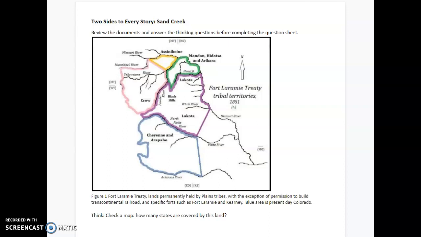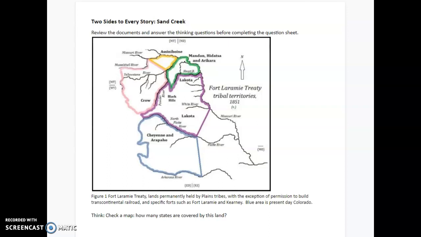So the first document here shows the Fort Laramie Treaty Tribal Territories as of 1851. And we learned that the Fort Laramie Treaty was a treaty signed between Americans and some of the Plains tribes to regulate land use out in the West, especially to get permission from the Plains tribes to build some forts and the Transcontinental Railroad. The purple area is part of North and South Dakota, and the blue area is present-day Colorado. So you can see where some of the tribes were living at the time.